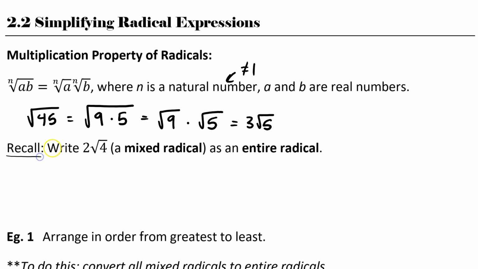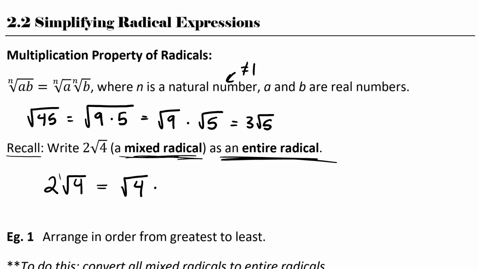So recall from yesterday that 2 root 4, which is a mixed radical. I'm pausing a little bit because the square root of 4 is actually 2, but we can write this as an entire radical. So what I need to do with the 2, I have 2 root 4. What do I need to do to the 2 to make it underneath the radical sign? Well, I'm going to say that the square root of 4 is the same thing as 2.